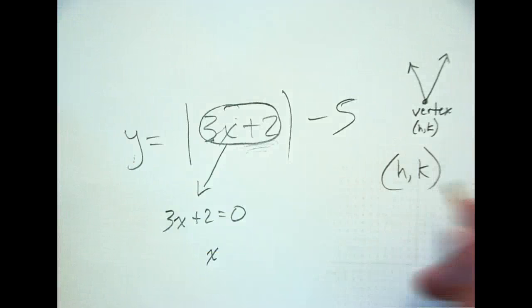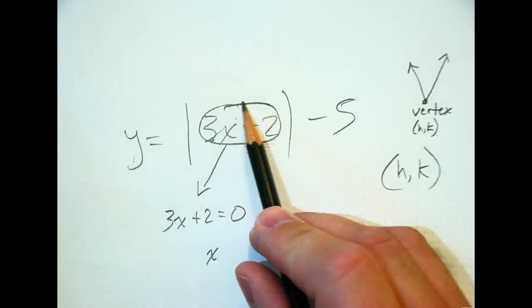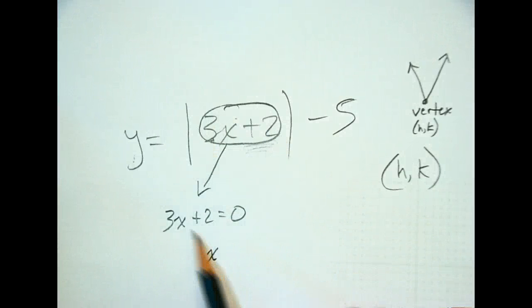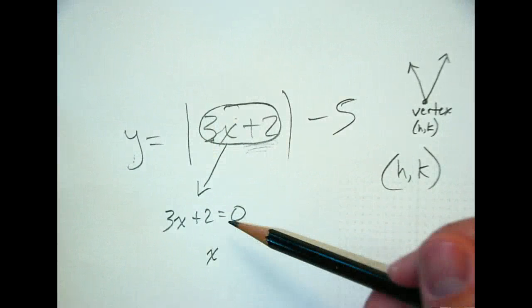Okay, same thing. So we're going to find h. We're going to set whatever makes this group 0. Then you solve. What are the 2 steps in solving? Tell your neighbor.